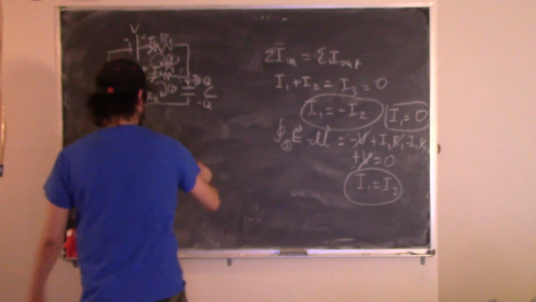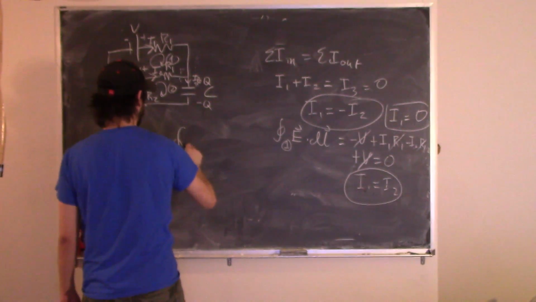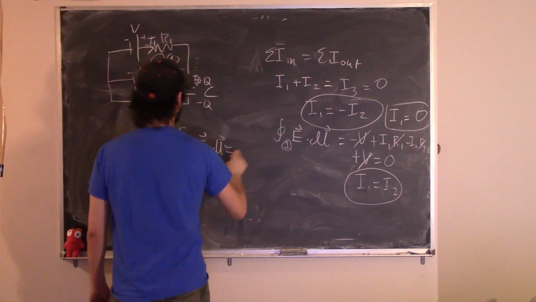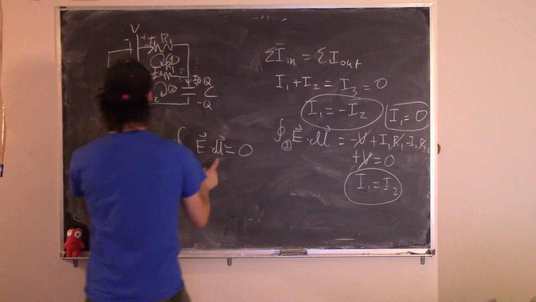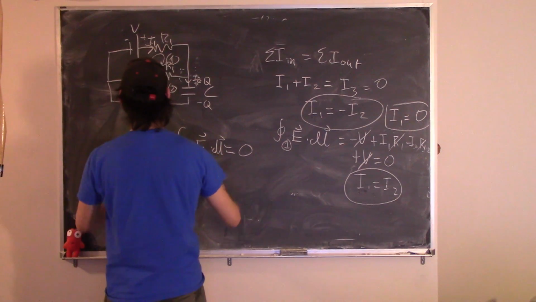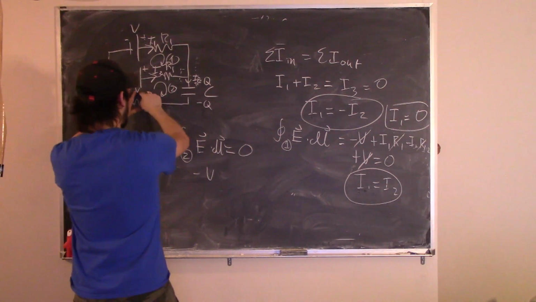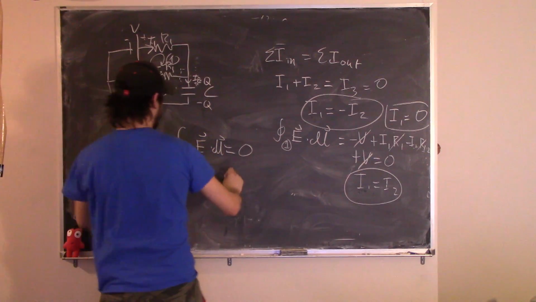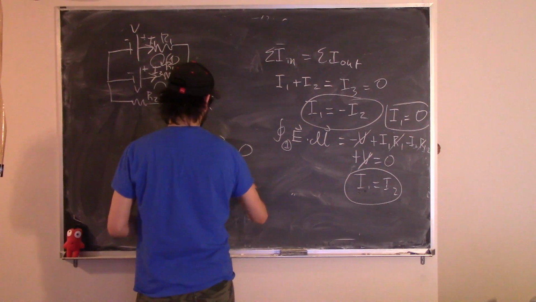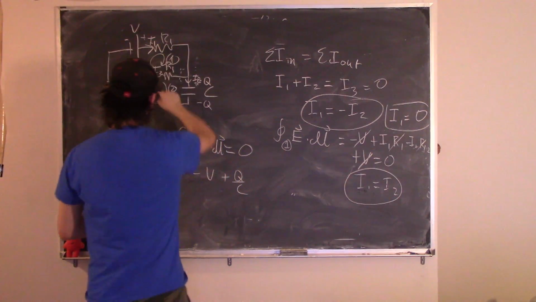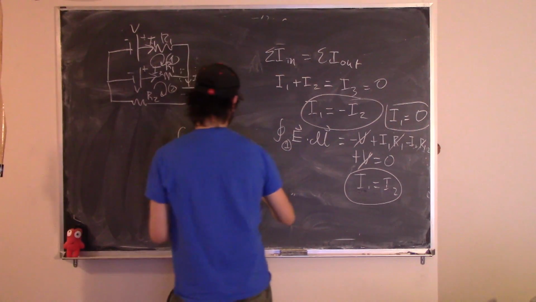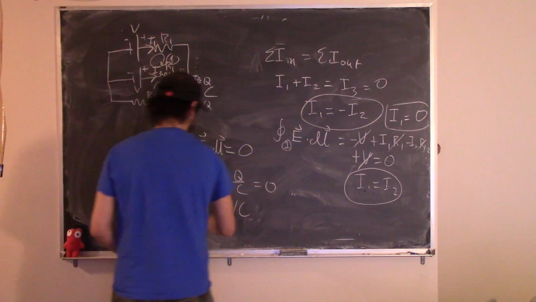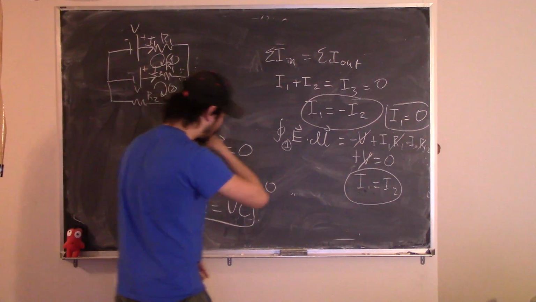So now let's look at loop 2. So for loop 2, integral E dot dl is going to be equal to 0. This says minus V. We already said I2 is 0 because I1 is 0. And then this is going to be plus Q divided by C. There's no current in R2. That's equal to 0. Q is equal to V times C. Okay? And that's it.